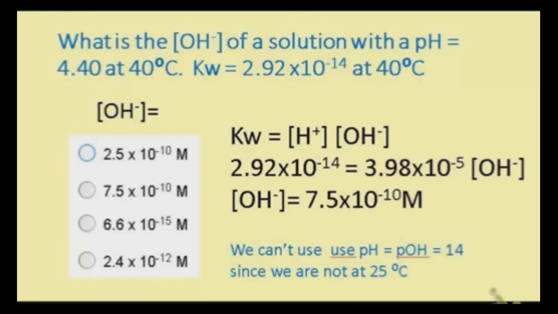Note that we can't use this expression of pH plus pOH equals 14 because we're not at 25 degrees C. Okay? It only happens when kW is 1 times 10 to the minus 14th, and that only happens at 25 degrees C.